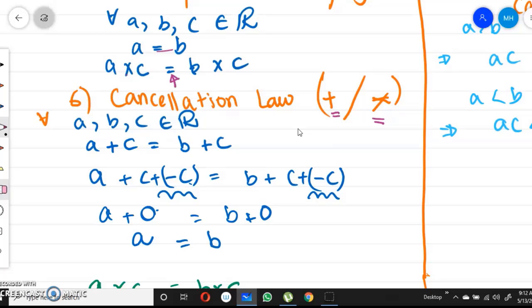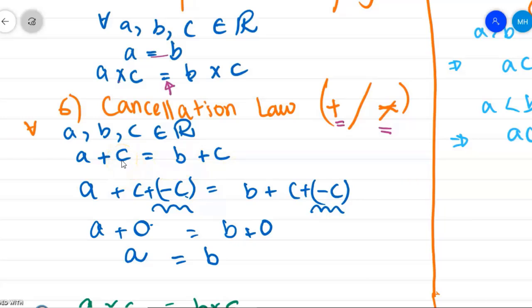So we have three elements from the real number and we have a connection: A plus C equals B plus C. How can we cancel C? Right, by adding the additive inverse. For the element C, we have the additive inverse minus C. So I am going to add negative C on both sides, as it will not change the equality.